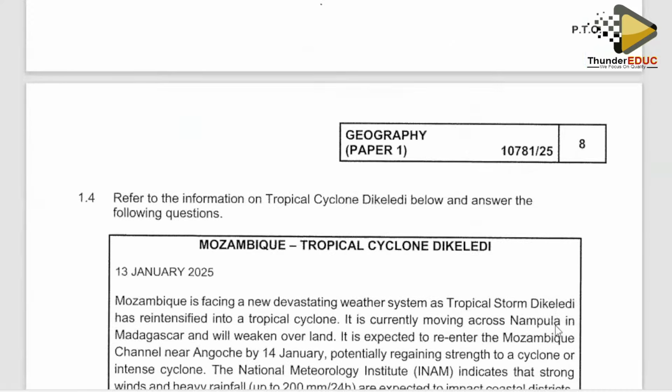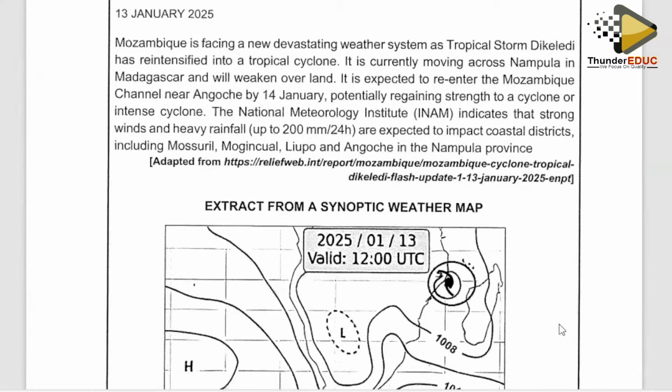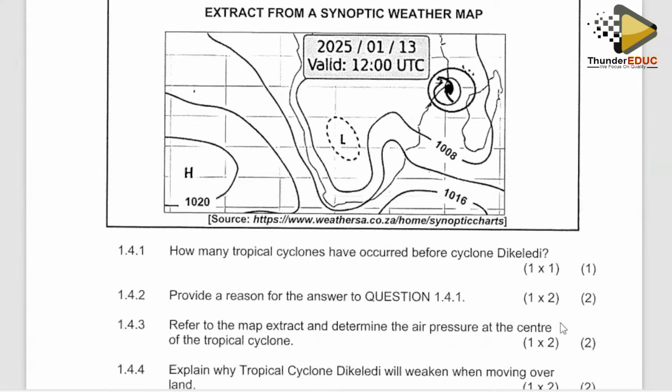Right, move on to the next question, number 1.4. Number 1.4 is talking about tropical cyclone Dikeledi. We're not going to go through the text. We are just going to extract information and answer the questions. We are seeing a situation here. How many tropical cyclones have occurred before tropical cyclone Dikeledi? I think that is a common understanding.